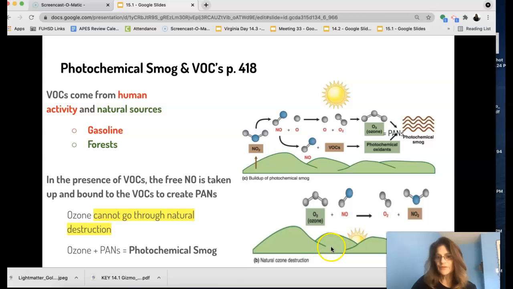So down here, this is a copy of part of the diagram I showed you a couple of slides ago. Instead of allowing natural ozone destruction, the nitrogen monoxide is not around anymore. It's being bonded to the VOCs, and so you're not going to get the natural breakdown of ground level ozone. Instead, it's going to combine with these pollutants called PANs, and it's going to create smog.